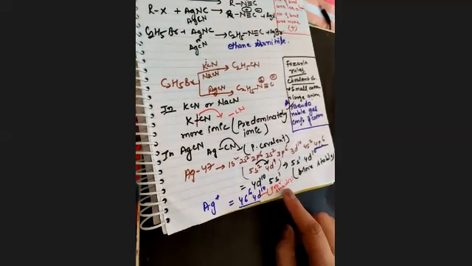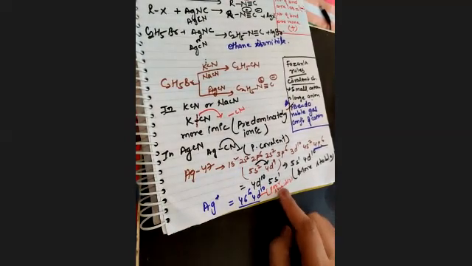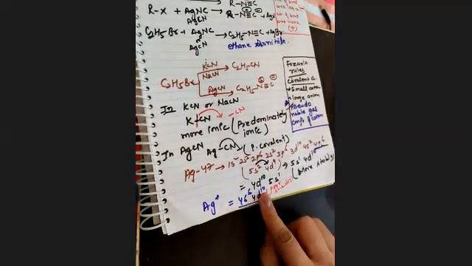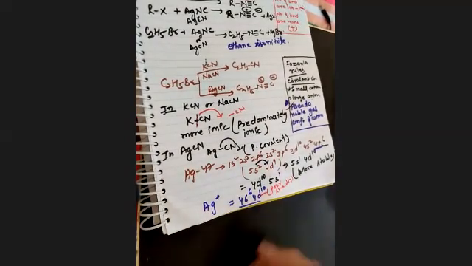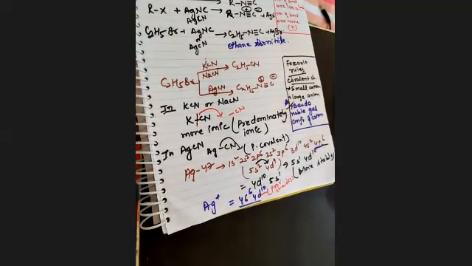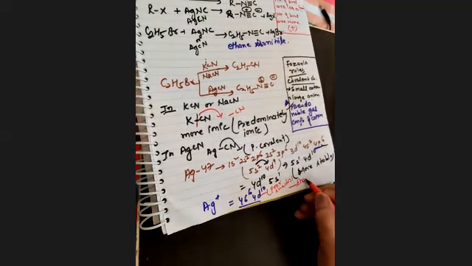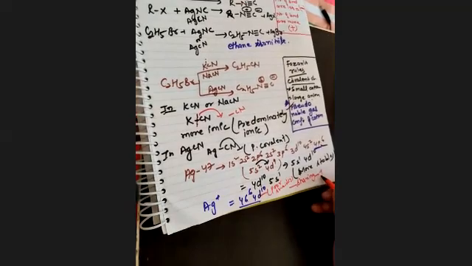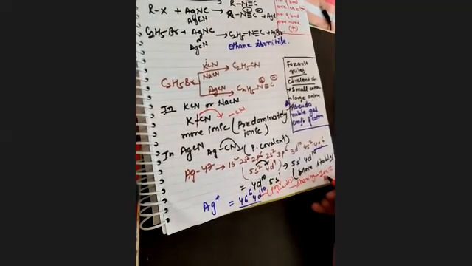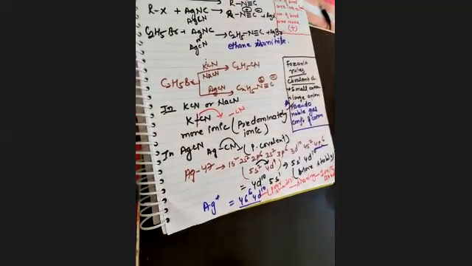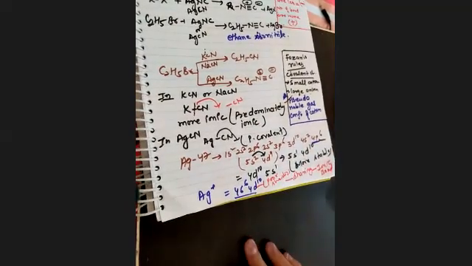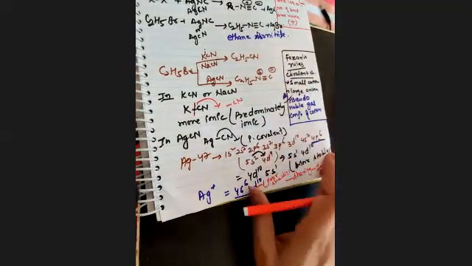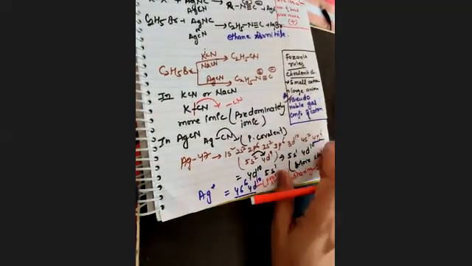So because of poor shielding effect of D subshell, what happened? Ag just shares its electron instead of donating. So sharing of electrons will be there, which results in the formation of a covalent bond between Ag and CN. Clear? Note this thing down or you can take the screenshot. That is why sharing hoga. And sharing kaise hoga?